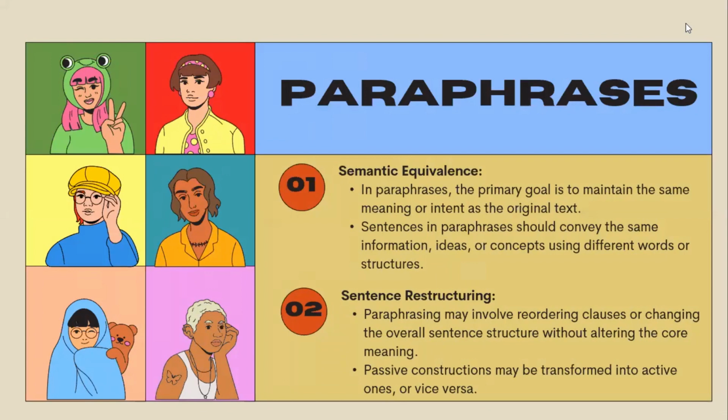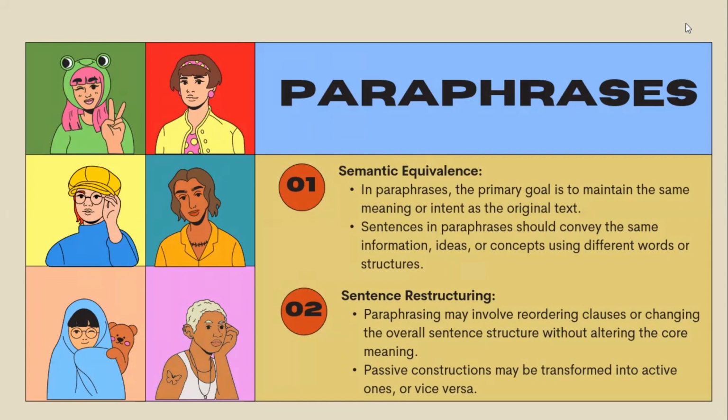There are many types of paraphrases. Number one is semantic equivalence. In paraphrases, the primary goal is to maintain the same meaning or intent as the original text. Usually, the sentences in paraphrases should convey the same information, ideas, or concepts using different words or structures.